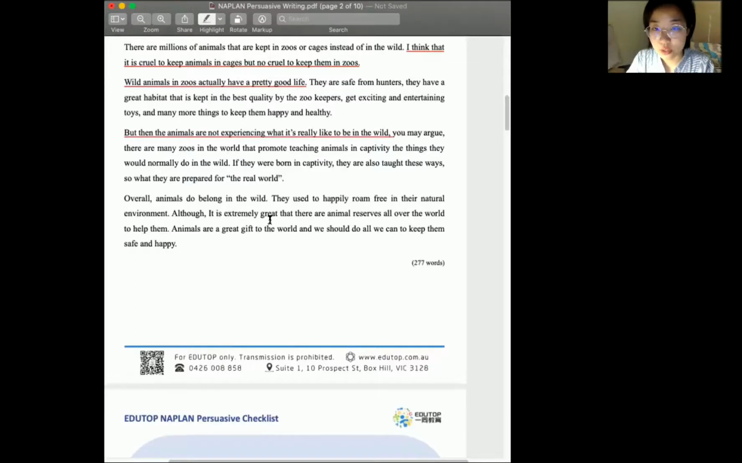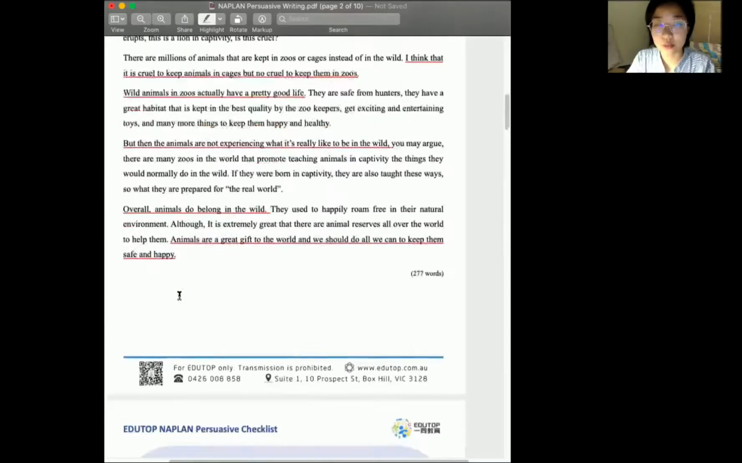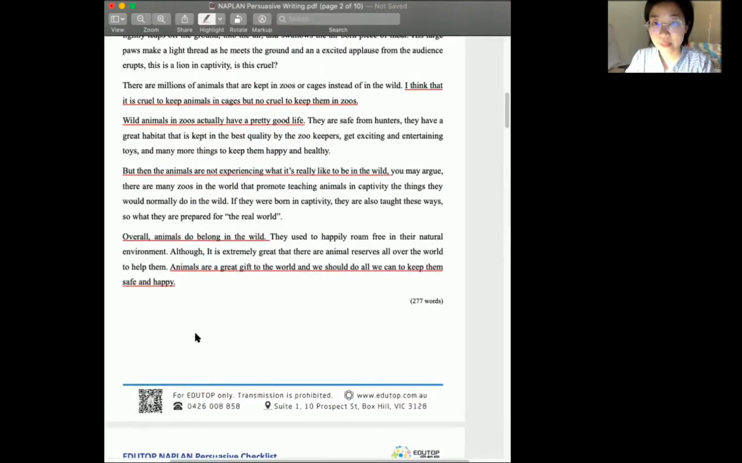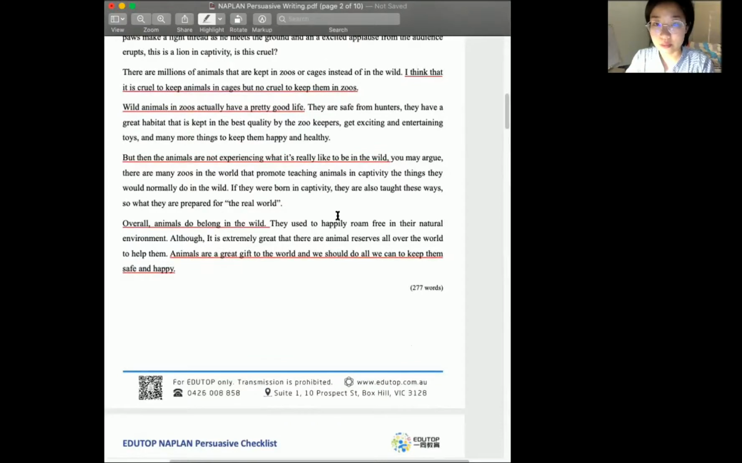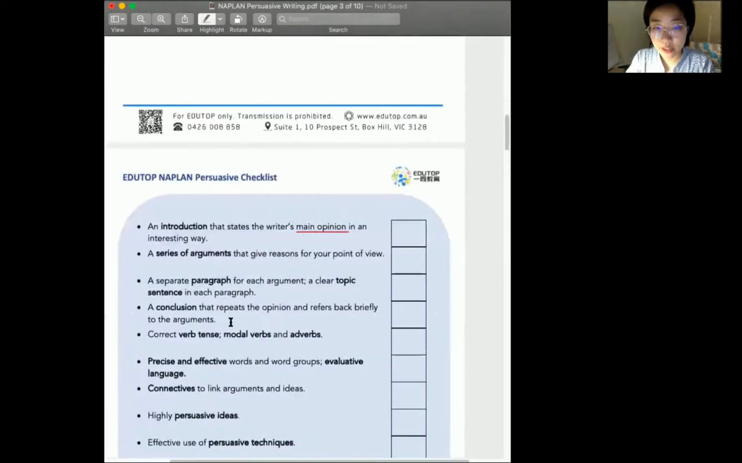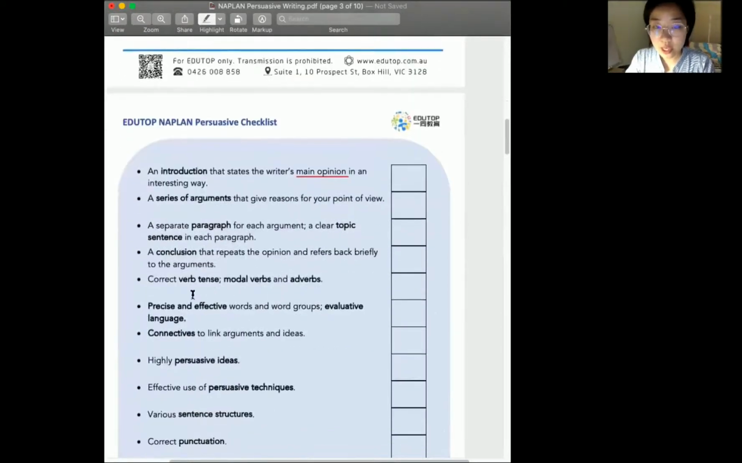And it's also extremely great that there are animal reserves all over the world to help. Animals are a great gift to the world. So we pay attention to the latter part. So they are talking all about how it's not cool to keep animals in cages, but not cool to keep animals in the zoo either. Right, so another take for the conclusion.